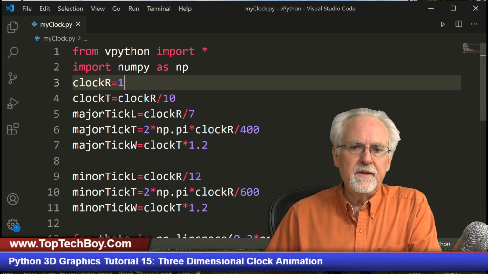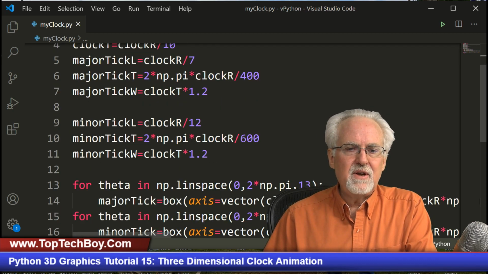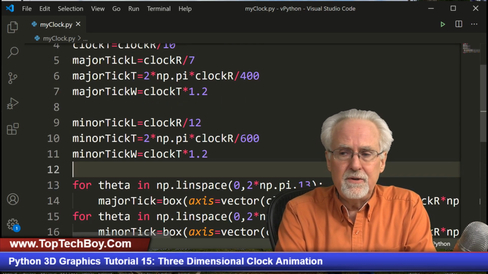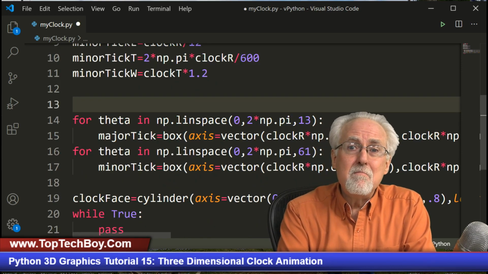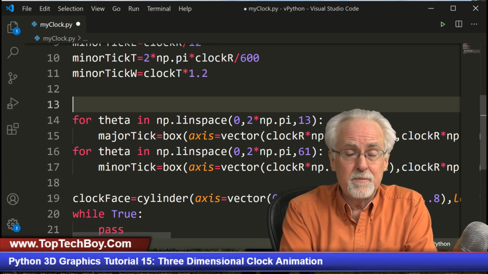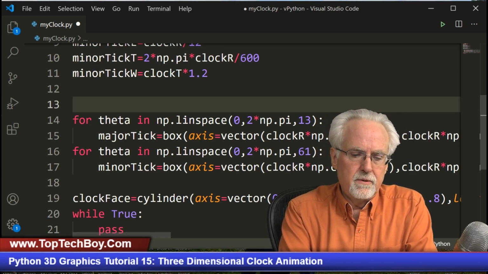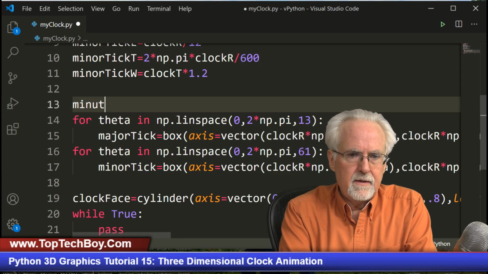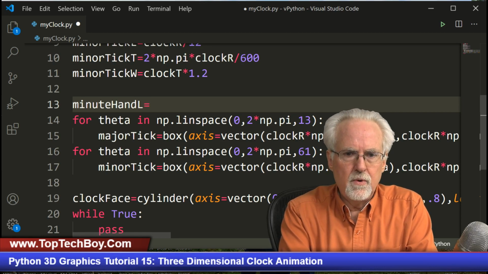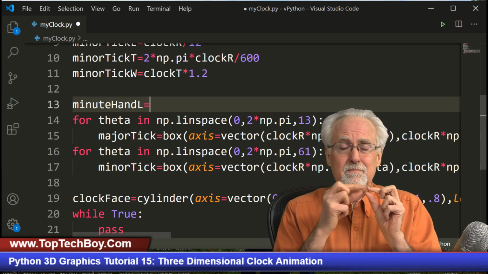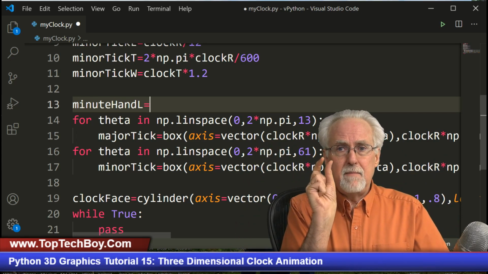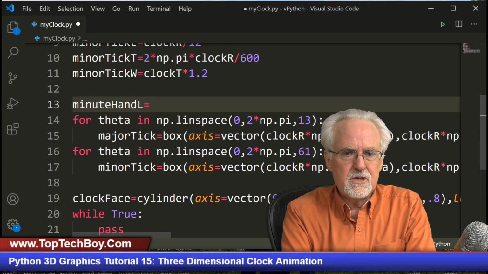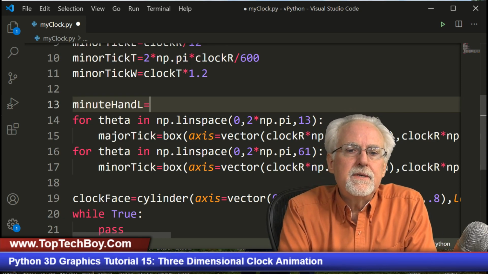So let's see. I'm probably going to add the hand parameters, right? We're going to do it with parameters, but I'm going to do it below these other parameters because these parameters might depend on those other parameters. They certainly should. So let's say that I have a minute hand length, minuteHandL. And what should that be? Well, I think that it should be kind of like the radius of the clock face minus the long tick mark.